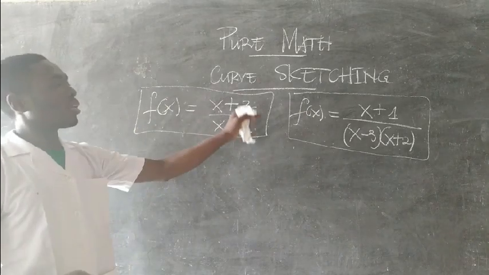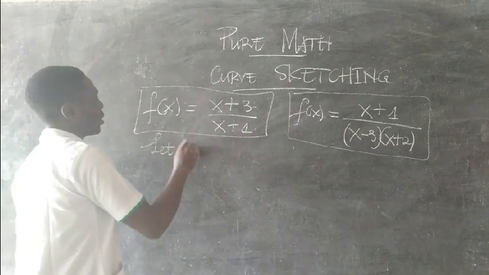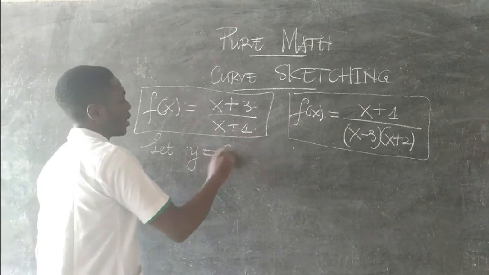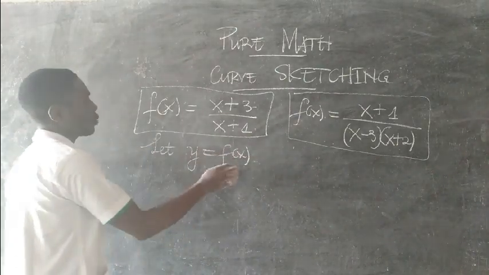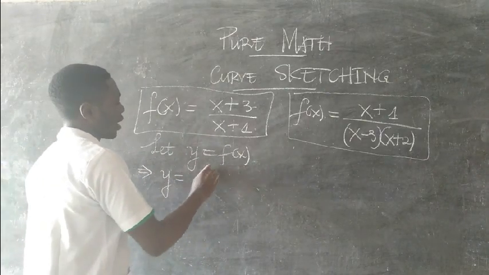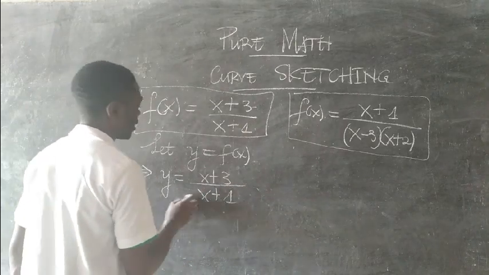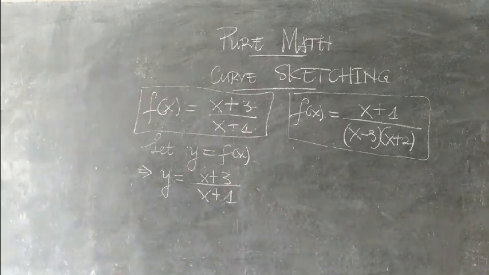Now, when you have the function, the first thing you do is you let y be equal to f of x, which implies that y should be equal to x plus 3 divided by x plus 1. Okay, this is your very first step.